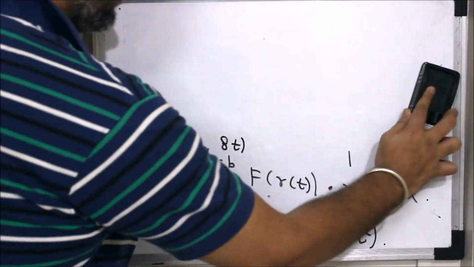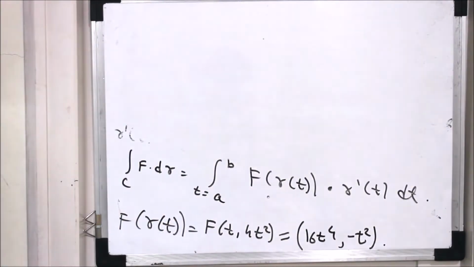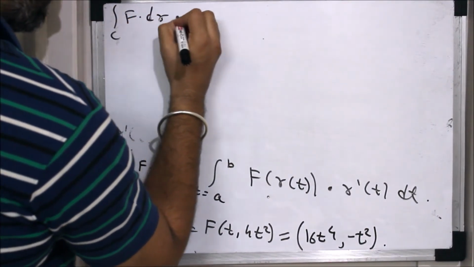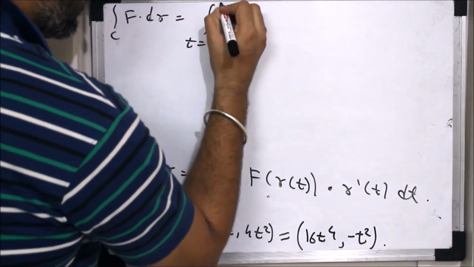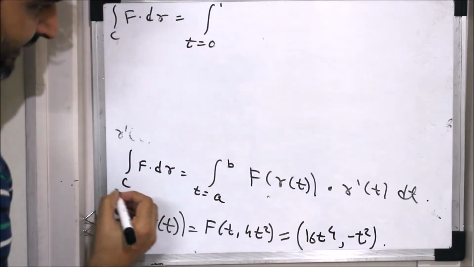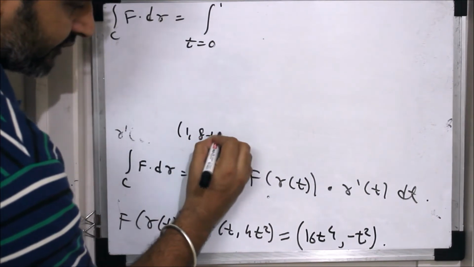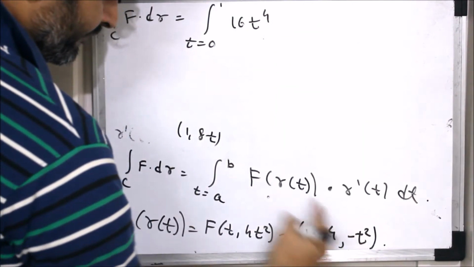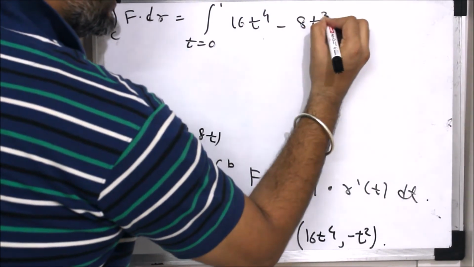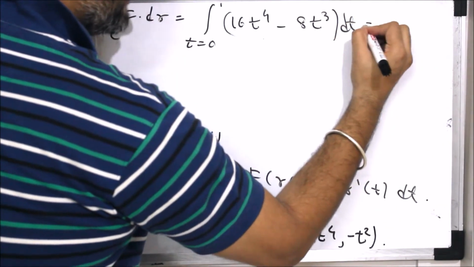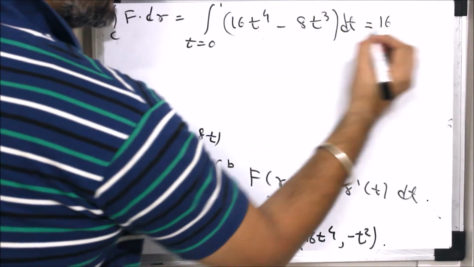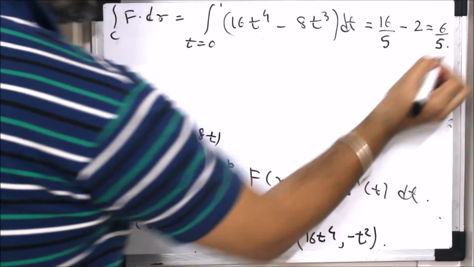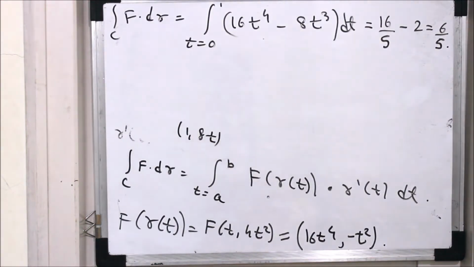So therefore, what is my line integral? It is the integral of F dot dr, with t running from 0 to 1. What is r dash of t? My r dash of t was 1 comma 8t. So if I take the dot product, I get the integral of 16t raised to 4 minus 8t cube dt. And if I solve this, it will be 16t raised to 5 upon 5 minus 2. So this is nothing but 6 by 5. So this is the line integral.